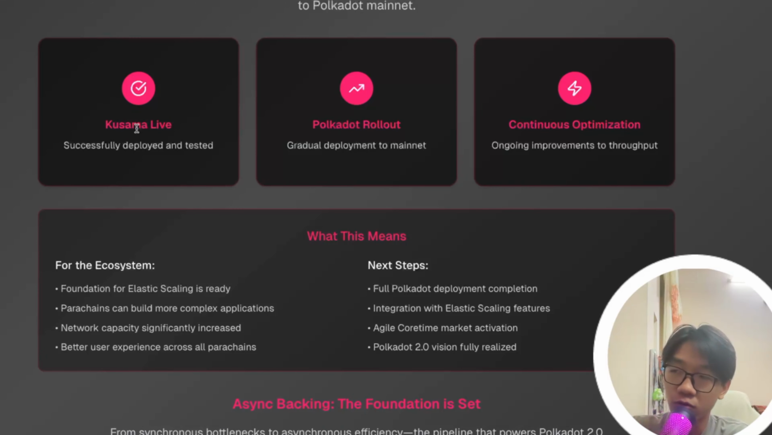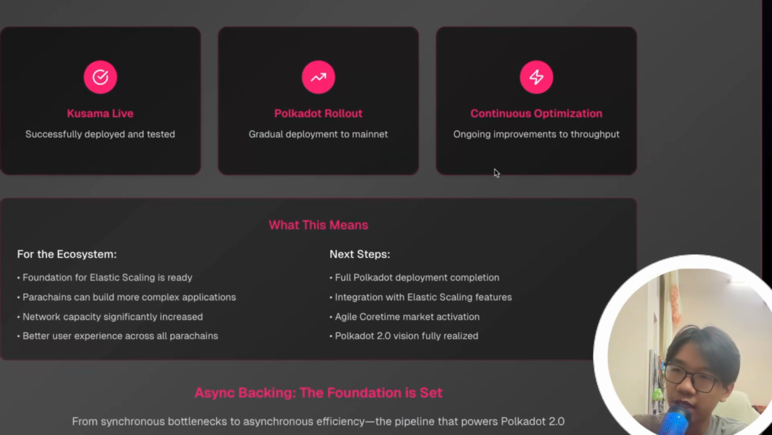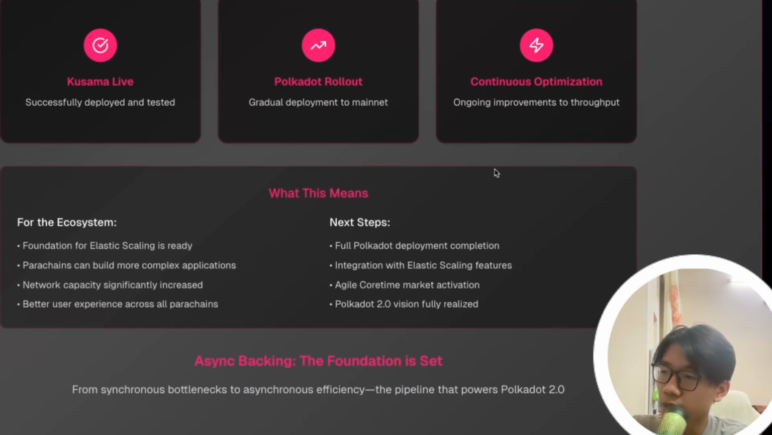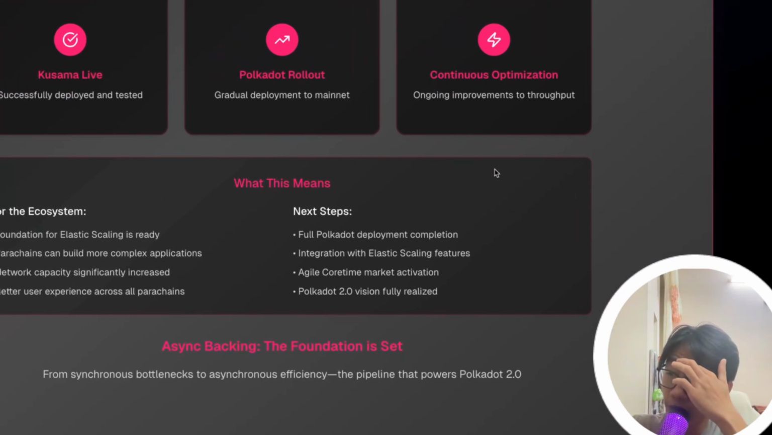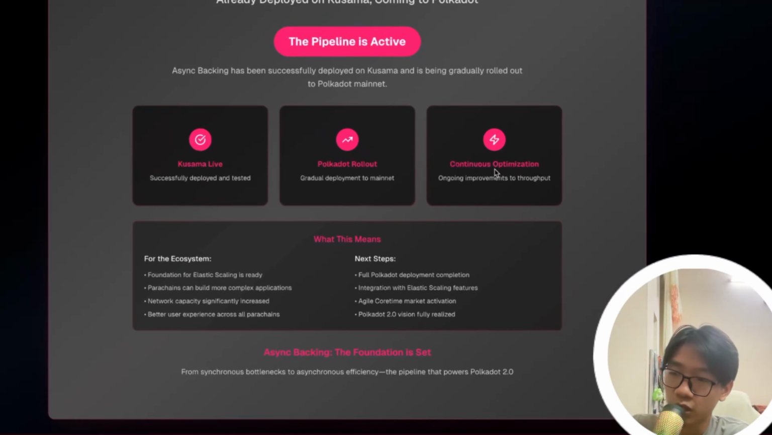And right now, Asynchronous Backing is already on Kusama, so you can deploy an application on Kusama and see how fast a new block is produced and included in the chain. The Polkadot rollout is a gradual deployment to mainnet, with continuous optimizations and ongoing improvement to throughput. So what does that mean? The foundation for elastic scaling is ready. Parachains can run more complex applications, network capacity is significantly increased, and there is a better user experience across on-chain.